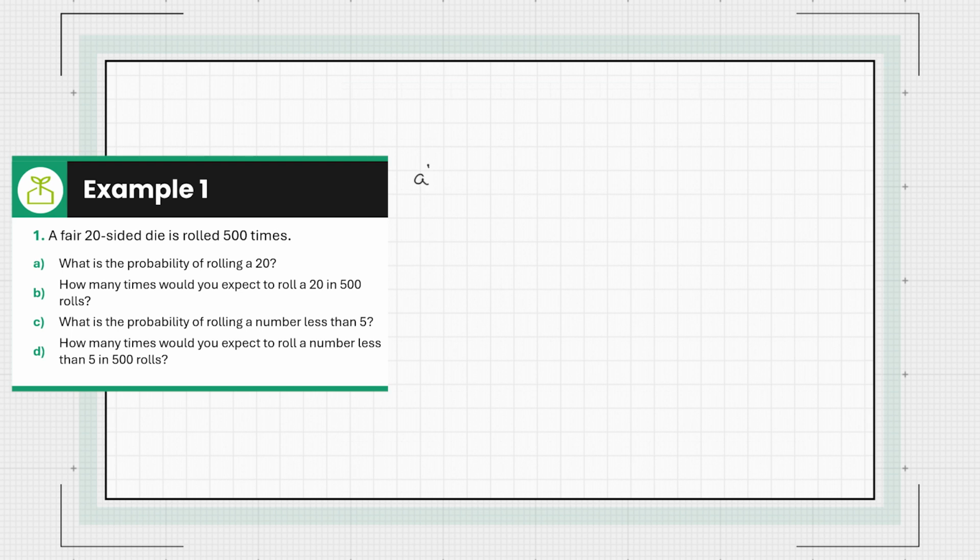So our first question is, what is the probability of rolling a 20? On a 20-sided die, we have 20 possible outcomes. So we know that it's going to be out of 20, but how many favorable outcomes do we have? On a 20-sided die, 20 only occurs one time. So we have one favorable outcome out of our total outcomes. That's our probability of getting a 20.